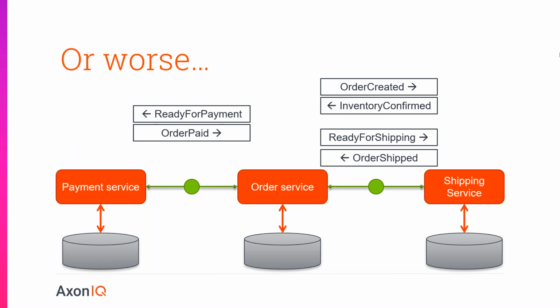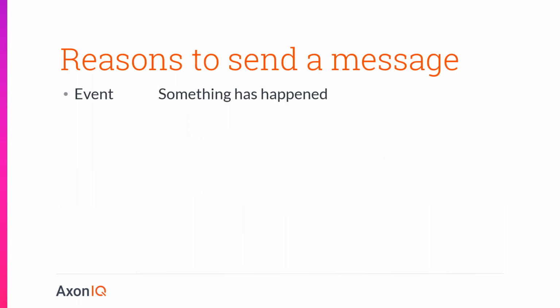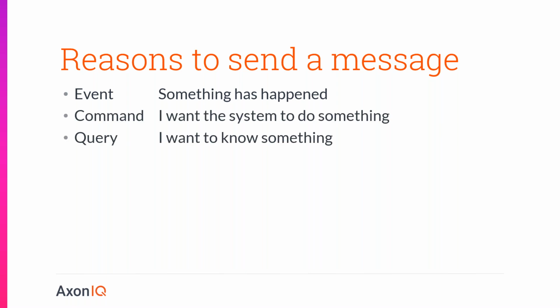The problem with events is that you cannot really track them with your finger. You just see emit event, but you don't see where it's being handled. And the basis of the problem here is that there is more than one reason for a service to send a message. And in most systems, events get a lot of attention, but we forget about the other reasons. And those reasons are commands.